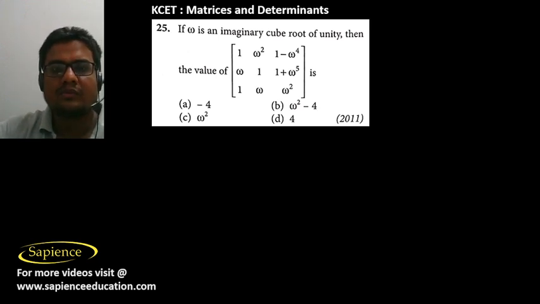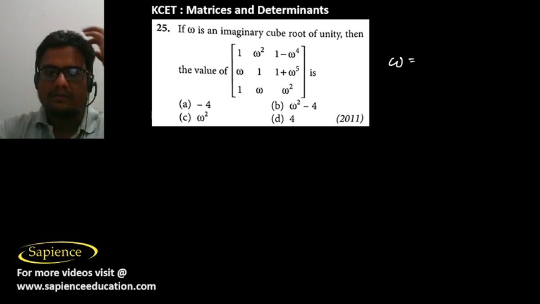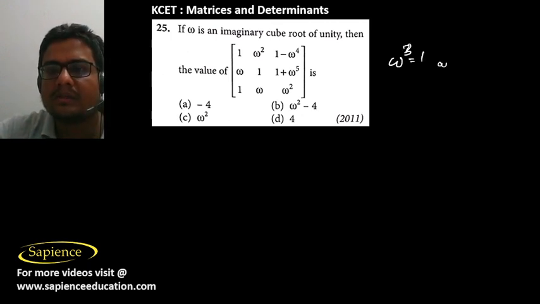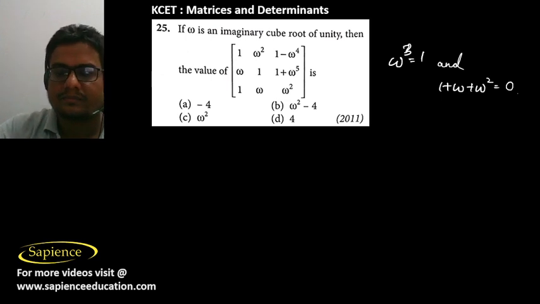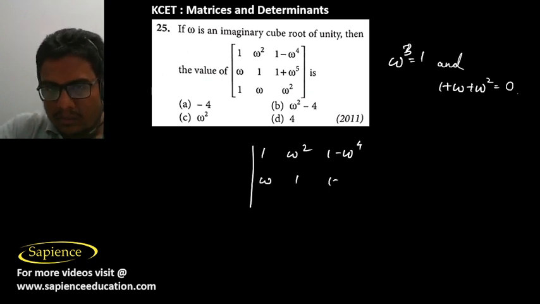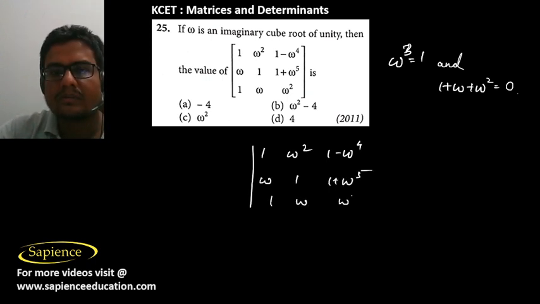Then in question number 5, it is told if omega is an imaginary cube root of unity, then what is the value of this? Okay, so we know that omega cube is equal to 1 and 1 plus omega plus omega square is equal to 0. So we have to find the value of the determinant of 1, omega square, 1 minus omega to the power 4, omega, 1 plus omega to the power 5, 1, omega square.